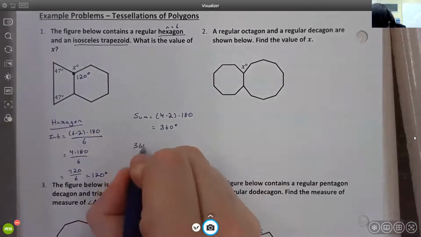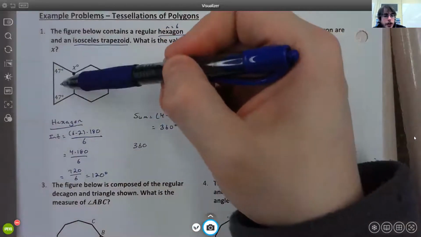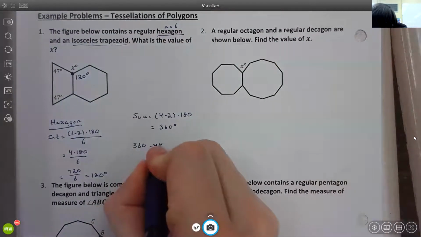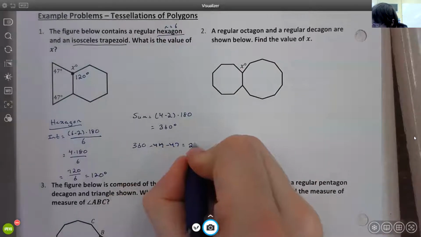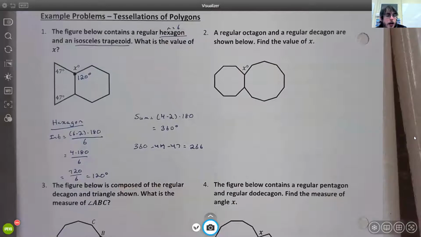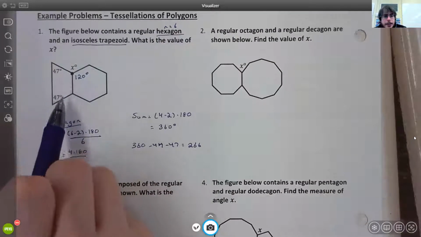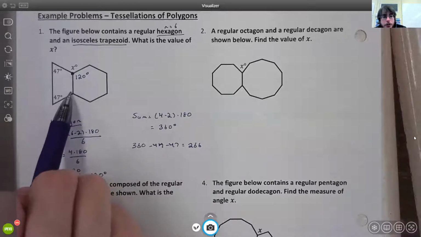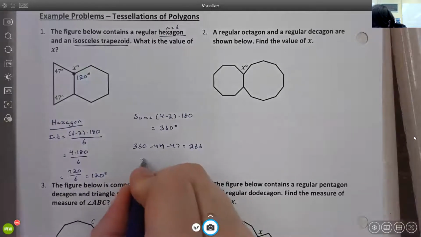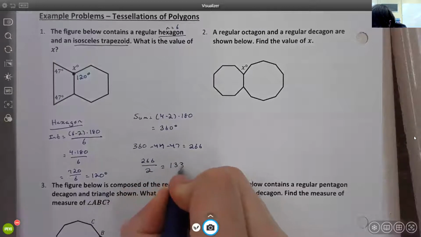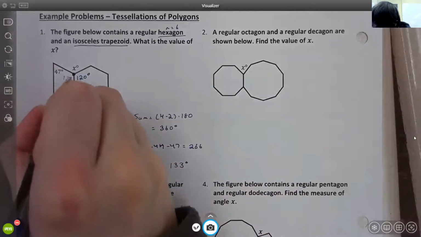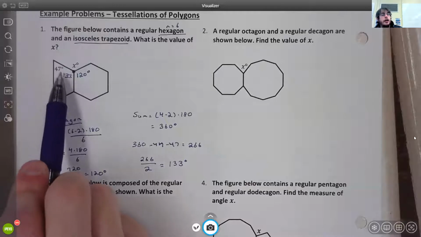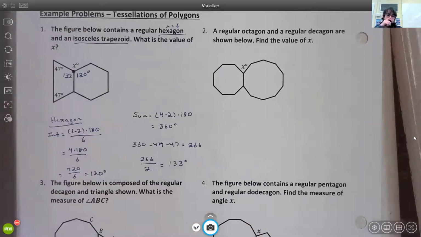So if we take 360, and since we already know these and these have to add up to 360, we need to take these away from 360. So we're going to subtract 47 2 times, and that gives us 266. Now, obviously 266 is too big for just one of those angles. So we know they're congruent, so we need to take that 266 and divide by 2. And so that gives us 133 degrees for our missing angle there. The other way you could have done that, you know these two are supplementary, so you subtract them from 180. Either way works.